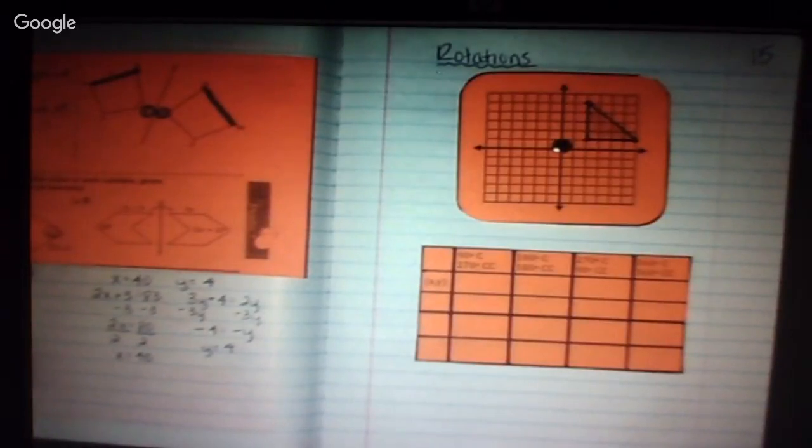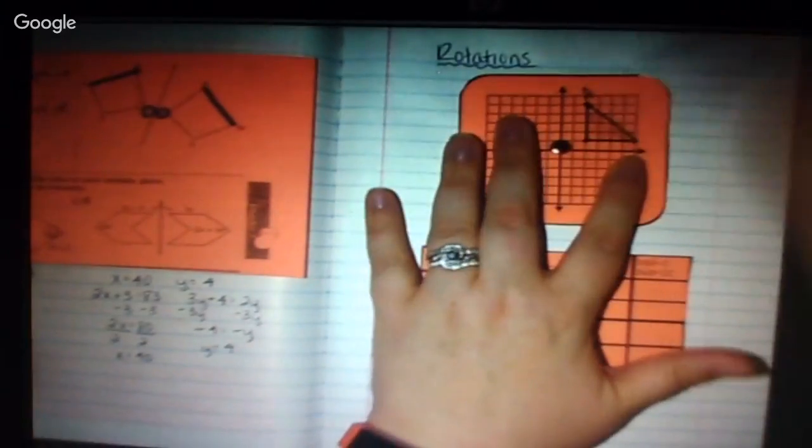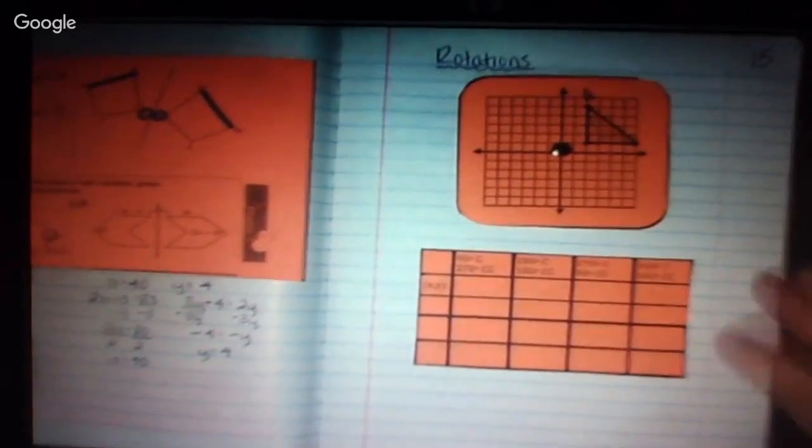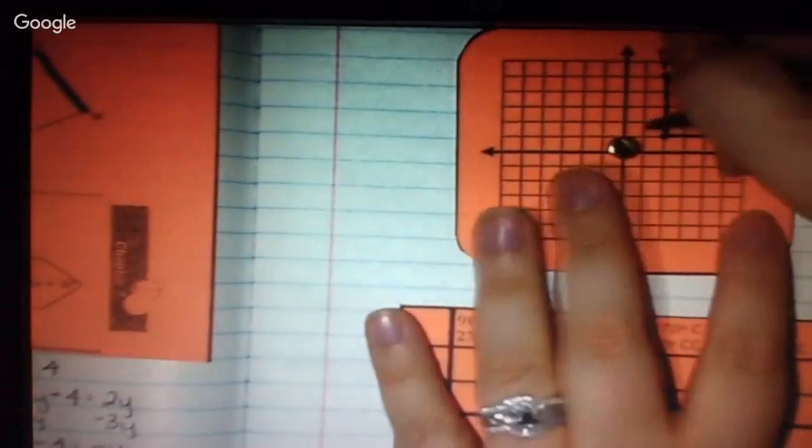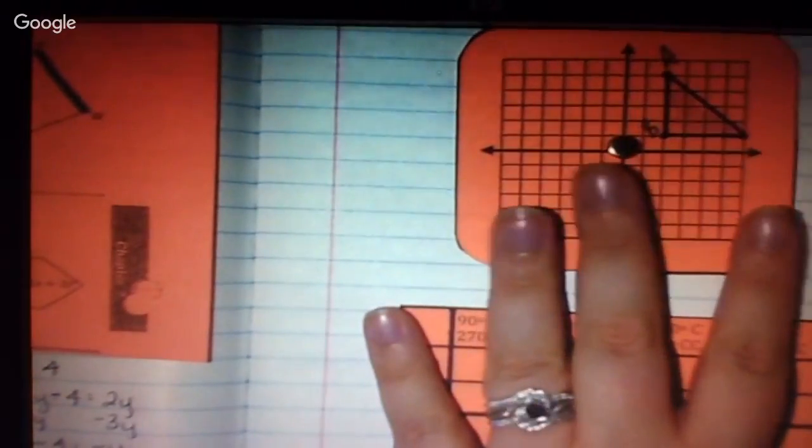All right. So, right now we need to label the points of our figure. This top point is going to be point A. I'm going to try to make this a little bit bigger so you have an easier time seeing this. We're going to label that one A, the one right below it B, and the one off to the side is going to be C.